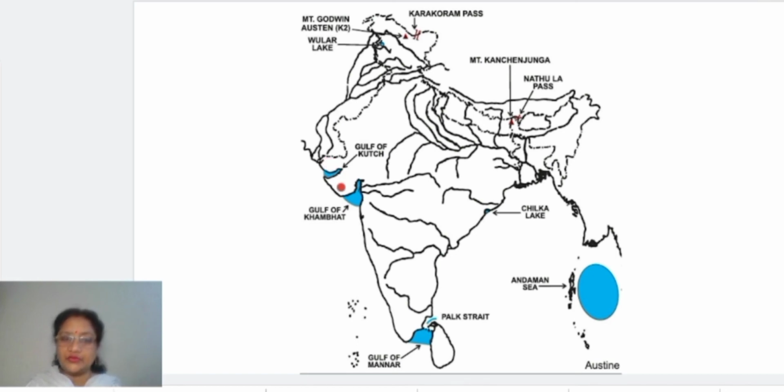Now the Gulf of Khambat. Gulf of Khambat is also called Gulf of Cambay. This is called Gulf of Cambay also. Now this Gulf of Khambat is here, the second one, and let's move down to the third one. Third is Gulf of Mannar. Okay, Gulf of Mannar. You can see here.